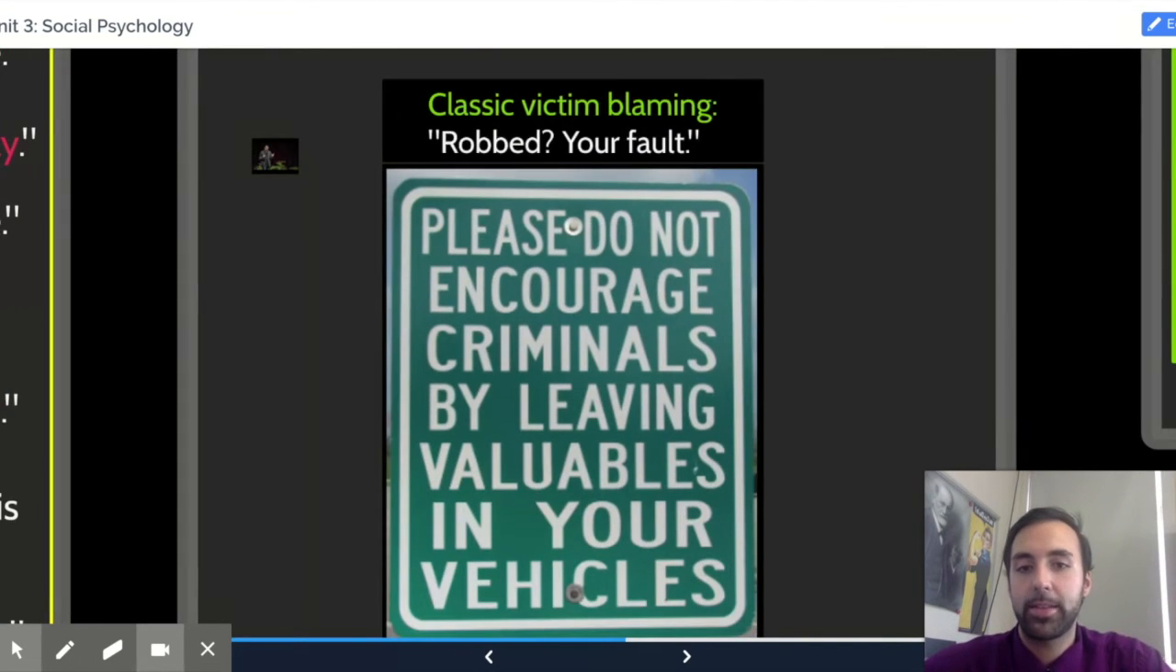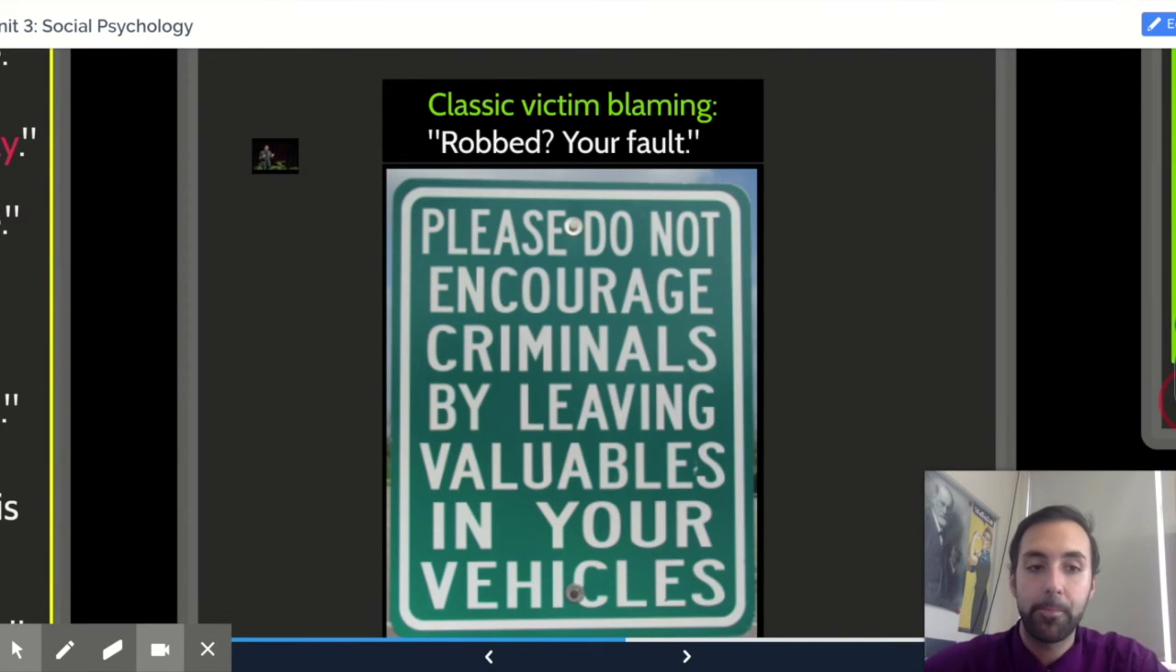For example, you look at this sign: please do not encourage criminals by leaving valuables in your vehicle. It's basically telling you to lock your car and keep your valuables. But it's also at the same time telling you, if you do happen to get robbed, if somebody does break into your car, it's your fault for putting yourself in that position. So a bad thing happened to somebody who deserved it because you left your valuables in the car, which is really asinine. It's the criminal, the person who breaks into your car, who's at fault. It can never be the victim's fault.